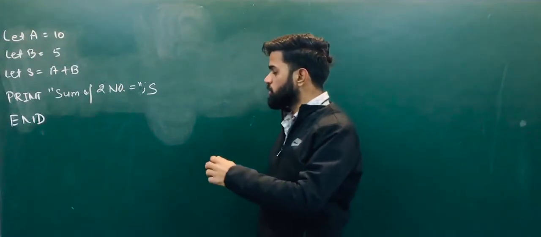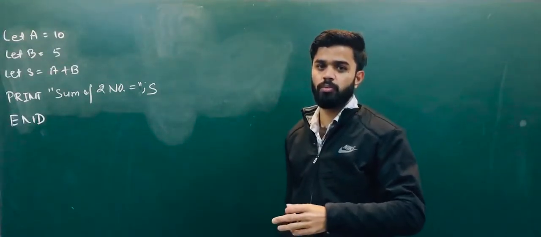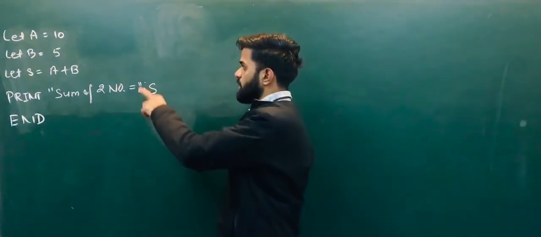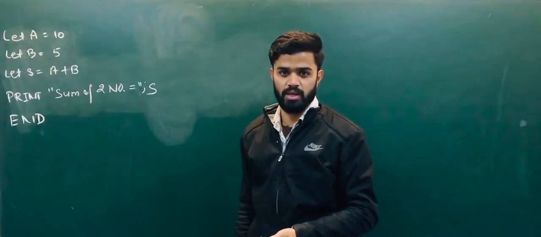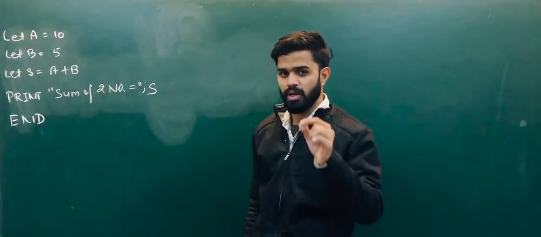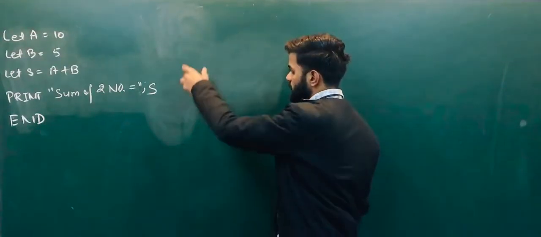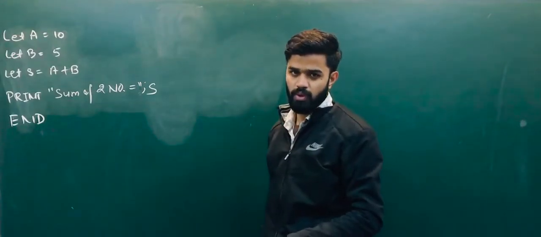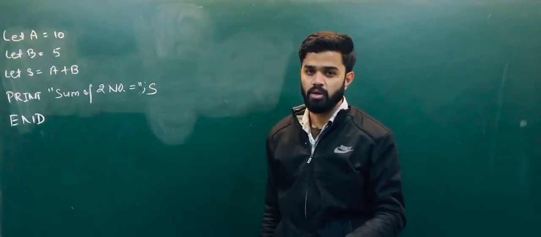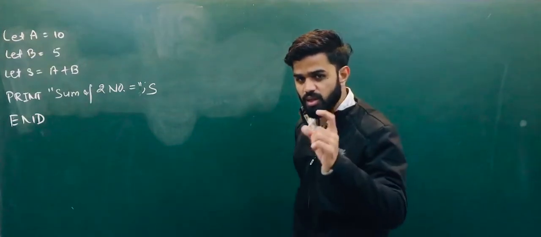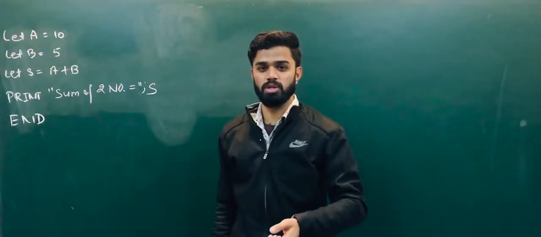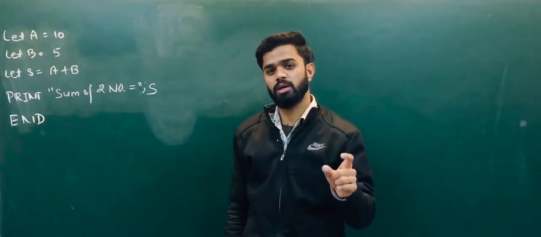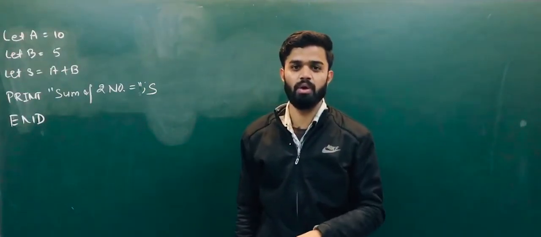Now suppose you want to add any other two numbers, because it is not possible to add the same pair, 10 and 5, each and every time. Maybe we want to add another pair of numbers. For adding another pair, we would need to write the same program one more time, and again for another pair. So it is not possible. We cannot write multiple programs for each and every pair of sums.